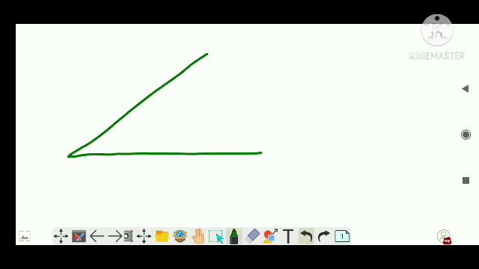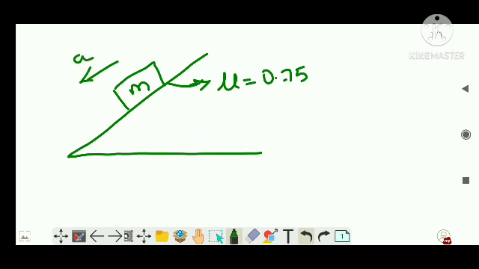Suppose this is the inclined plane. You are having a block like this. Here, nothing has been mentioned about whether it is the static coefficient or the kinetic friction coefficient. Let's say it is 0.75, and you are told it is moving downwards with an acceleration a. Suppose the inclined plane's angle is taken as 53 degrees. So how would you find the angle of repose?